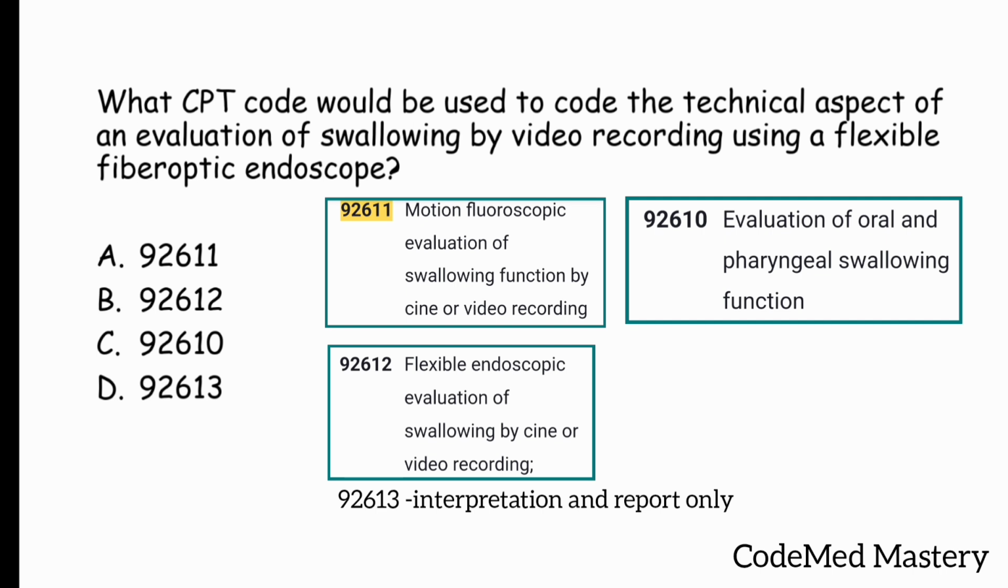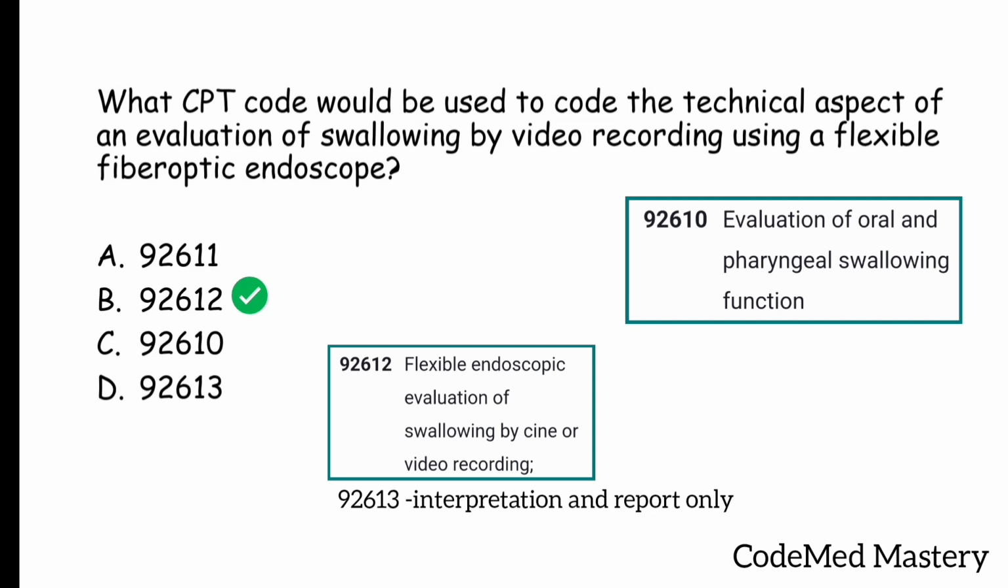Now look at the main terms in the question. They have mentioned technical aspect of an evaluation of swallowing by video recording using flexible fiber optic endoscope. Can you think of the right answer? The right answer is option B 92612, which is for flexible endoscopic evaluation of swallowing by cine or video recording. In the question, they have mentioned flexible fiber optic endoscope. Option A will be wrong because that is for motion fluoroscopic evaluation of swallowing function by cine or video recording. In the question, they have not mentioned motion fluoroscopic evaluation.